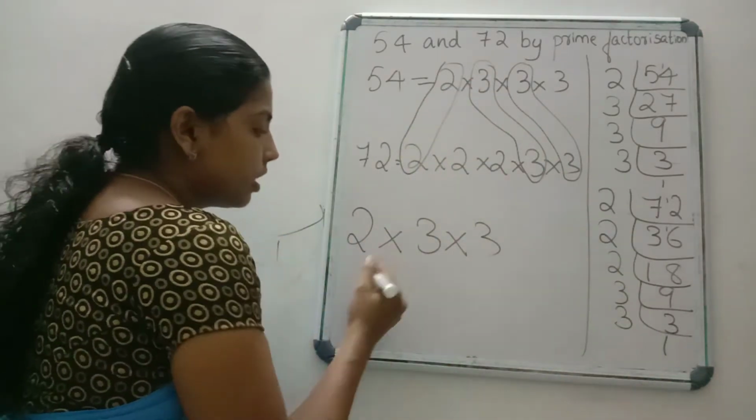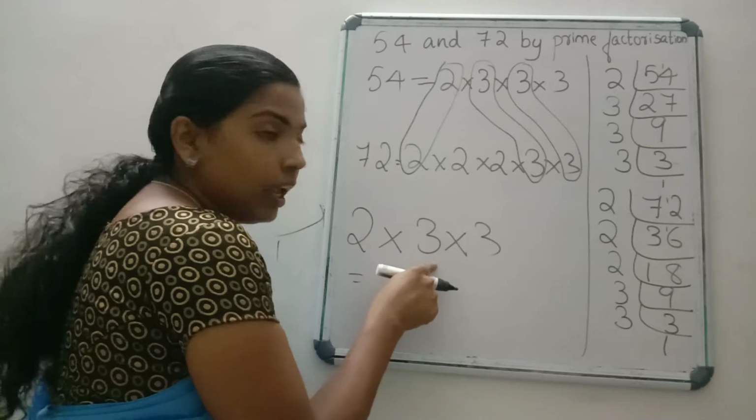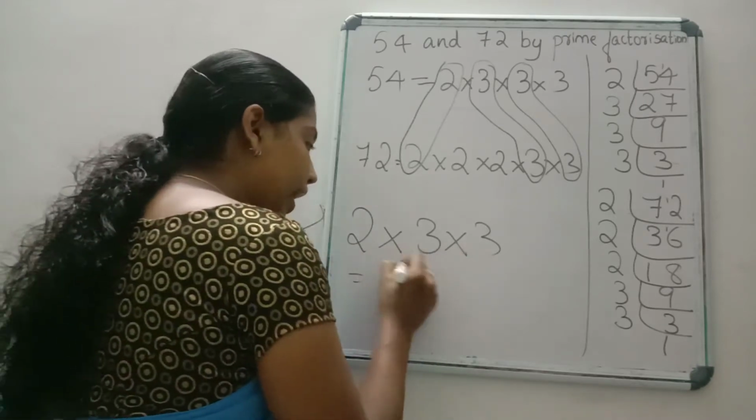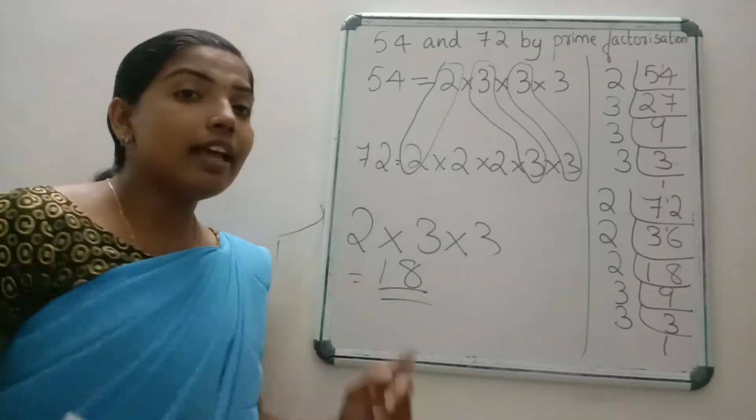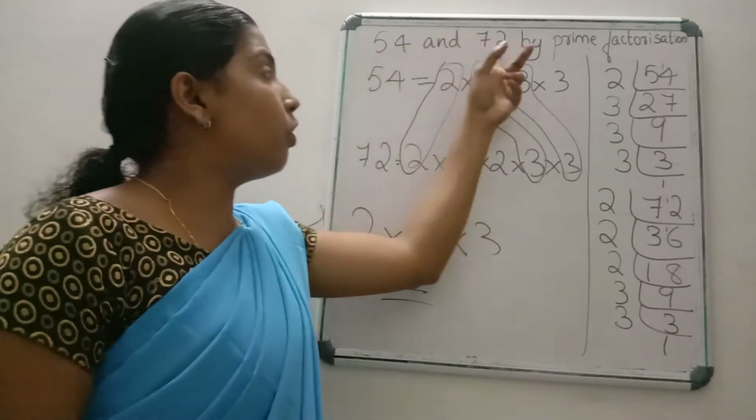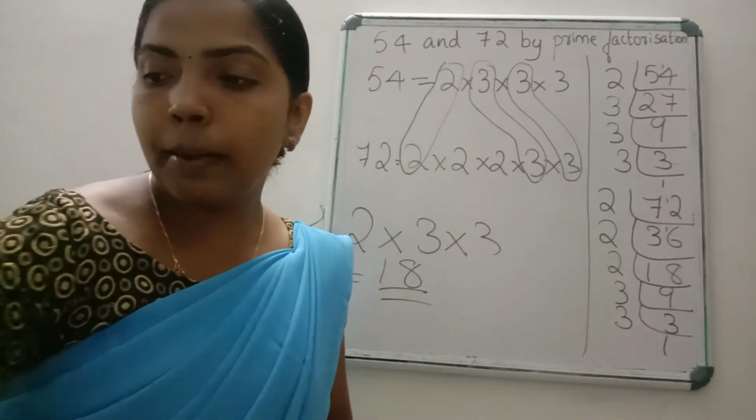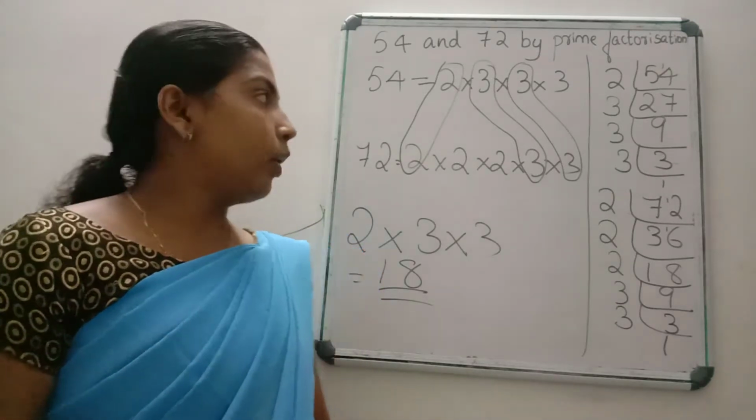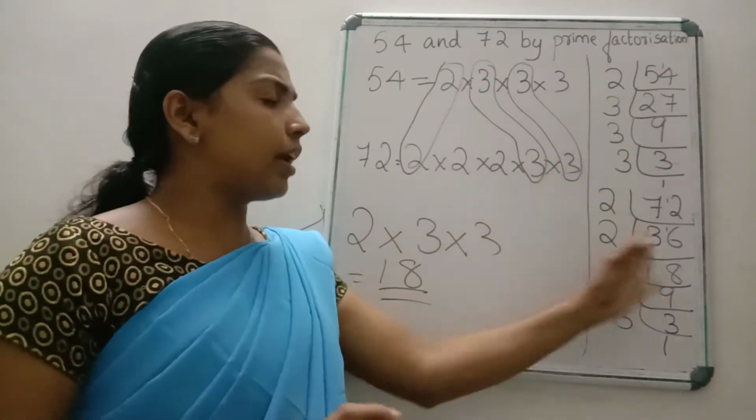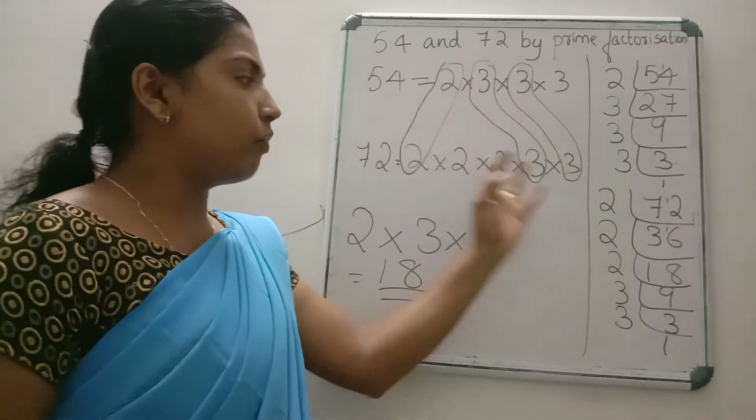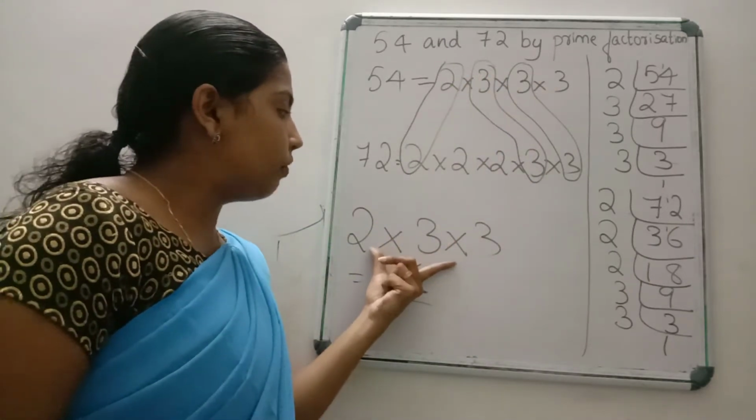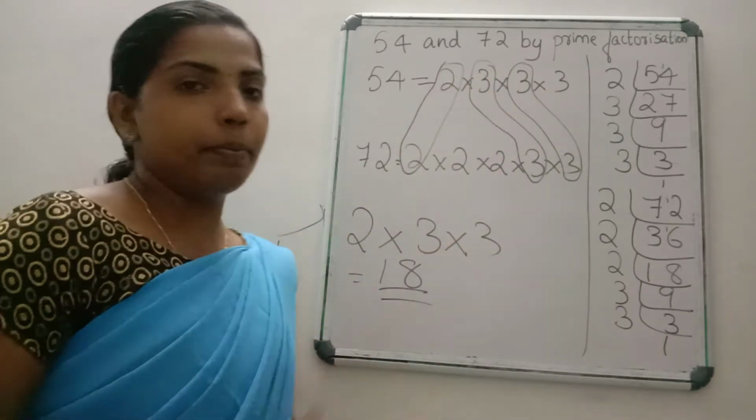So just multiply these numbers. 2 into 3, 6. 6 into 3, 18. So we can say that the HCF of 54 and 72 is 18. And we did it using the prime factorization method. I hope all of you understood. Just do the prime factorization, write the prime factors, from that collect the common factors, then just multiply them. Okay.